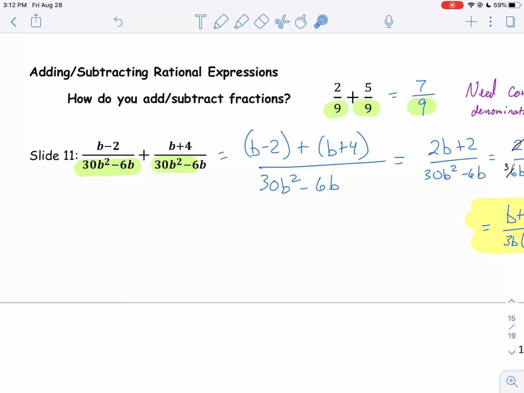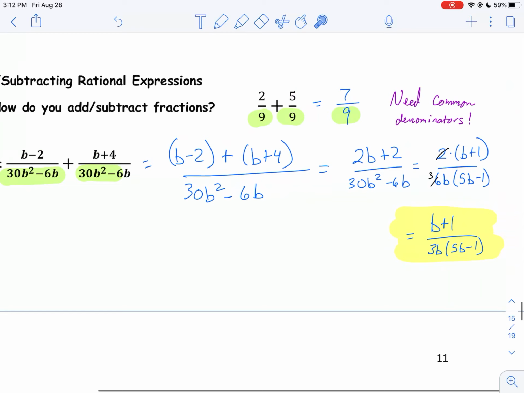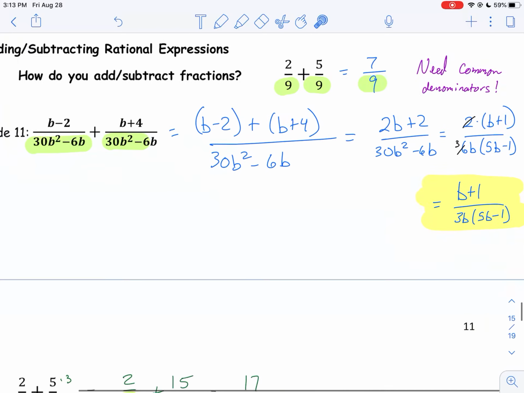Here we got b minus 2, and here we have b plus 4. We then can just combine them, combine like terms. B plus b is 2b, negative 2 and 4 is positive 2. And then we can factor. I factored a 2 out of each term here. I factored a 6b out of each term here. And then simplify. 2 and 6 can be reduced to 1/3, so we got a 3 in the bottom. These can't cancel. I'm left with b plus 1 over 3b times 5b minus 1.